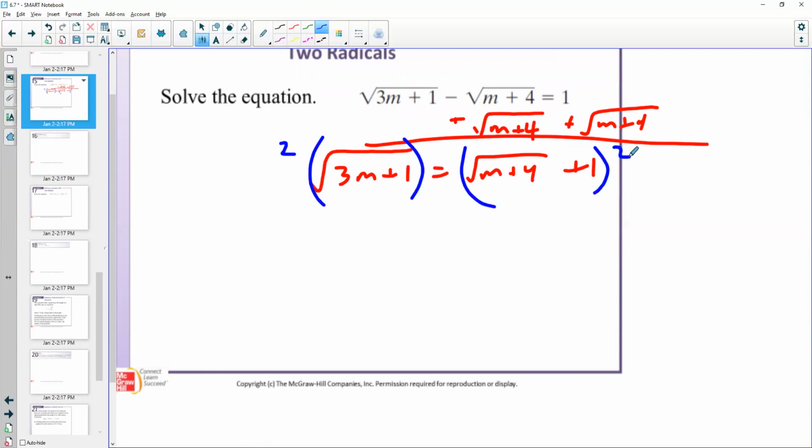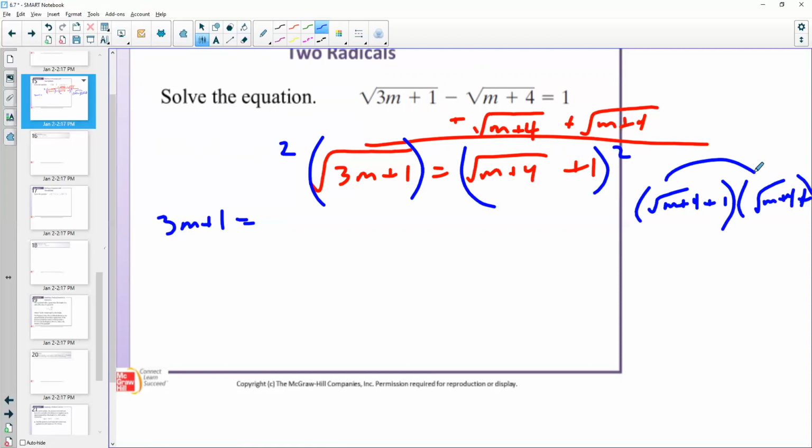Okay? So 3m plus 1 on the left, super great. But the other side, just like I had to before, I have to FOIL. Sorry, radical m plus 4 plus 1. Okay, so FOIL. So I get m plus 4 plus radical m plus 4, plus radical m plus 4, plus 1.